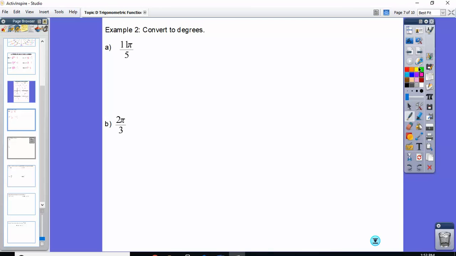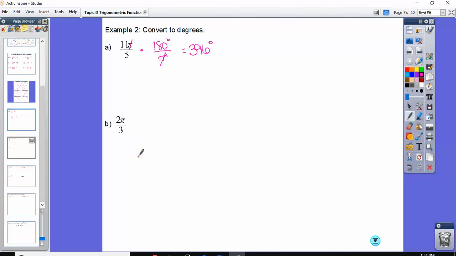If I wanted to convert to degrees, we just flip it and multiply by 180 degrees over pi, because this time we want our pi's to drop out. So I take 11 over 5 times 180, and I get 396. Don't forget your degree symbol.